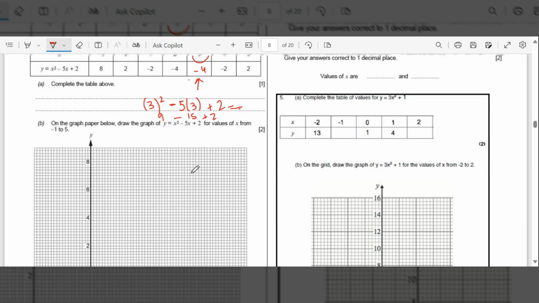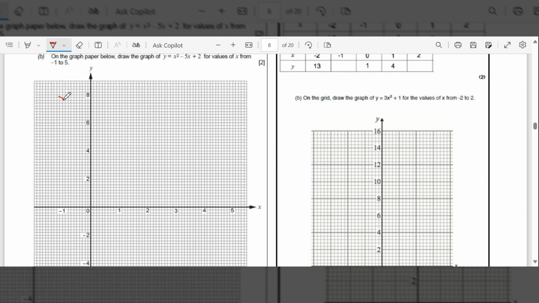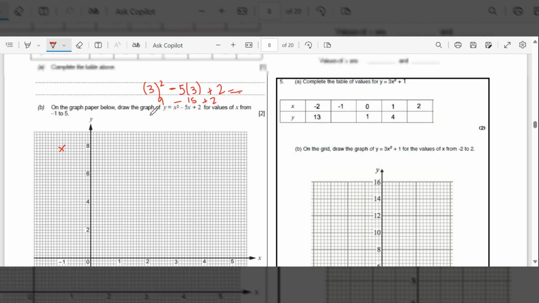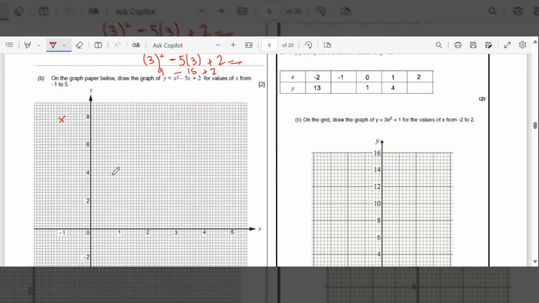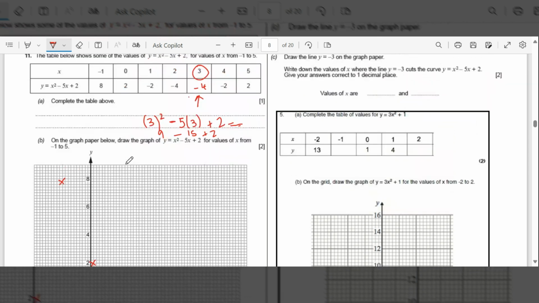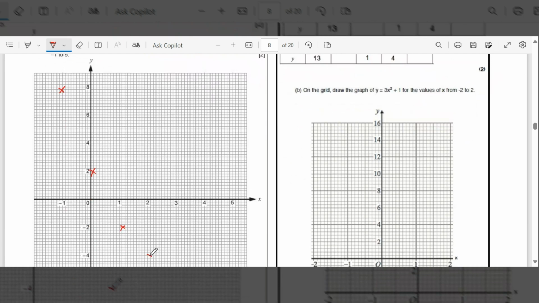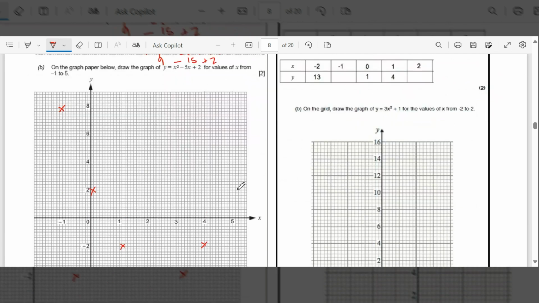Then we've got to draw it. So when x is minus 1, y is 8. When x is 0, y is 2. When x is 1, y is minus 2. Then it goes to, if I remember rightly, minus 4. Then the one we worked out stays at minus 4. Back up to minus 2 here. And when x is 5, we'll back up to 2.